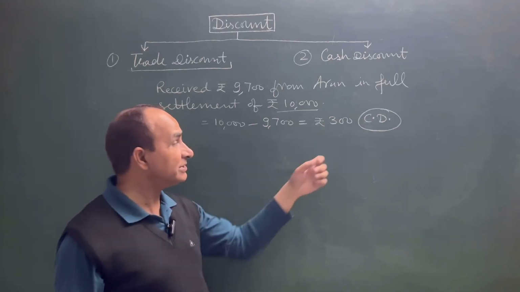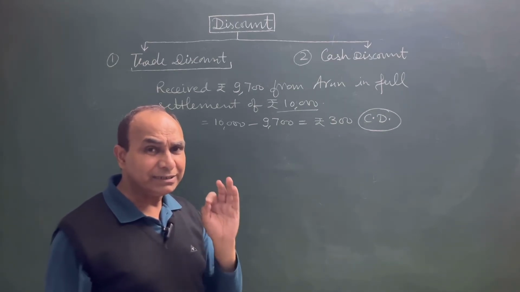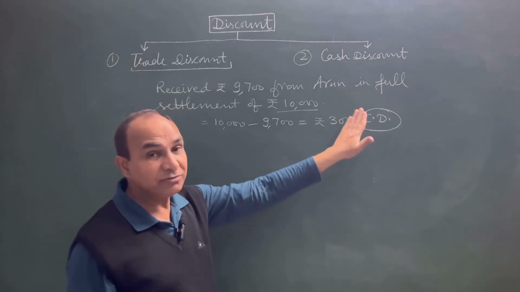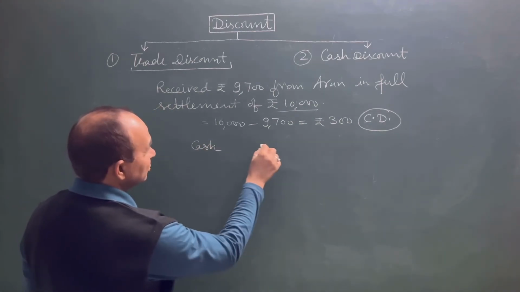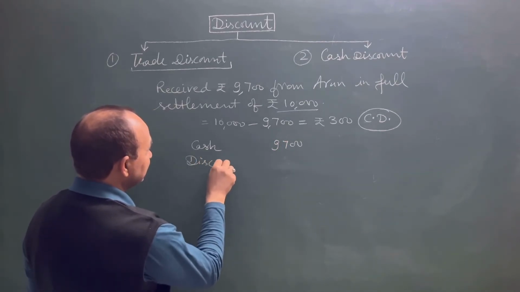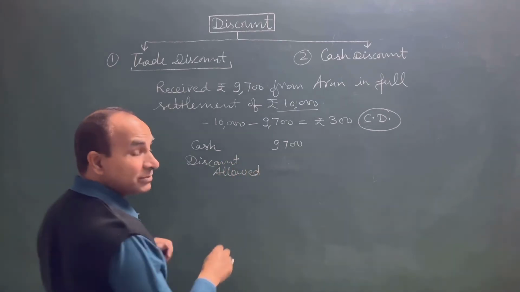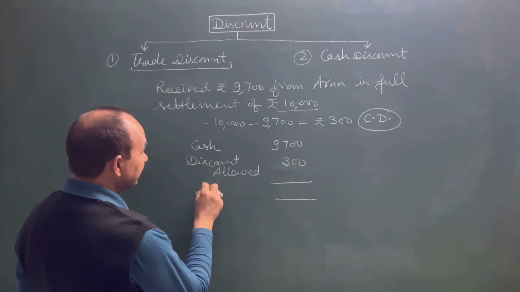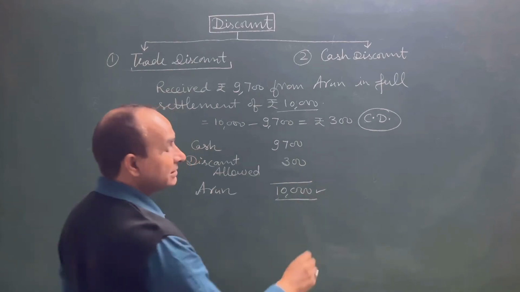In our books of accounts, this loss of rupees 300 will be recorded. Now I think you are understanding the concept of cash discount. Trade discount is not recorded, but cash discount is recorded. See, what is the journal entry? We received cash, how much? 9,700. There is a discount, how much? This is called discount allowed, because we allowed the customer to make less payment, 300 rupees, and the person who is our debtor, Mr. Arun, his account has been settled for rupees 10,000.